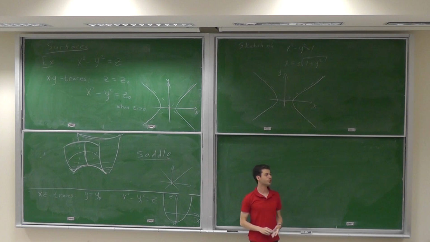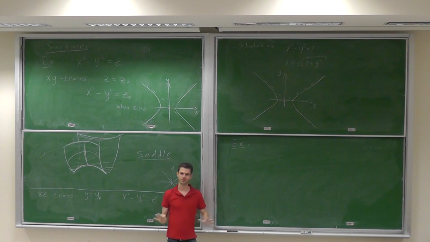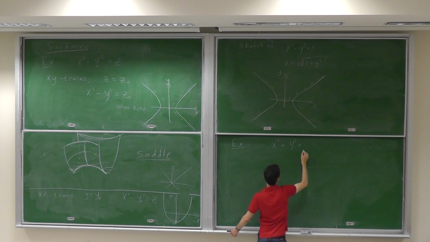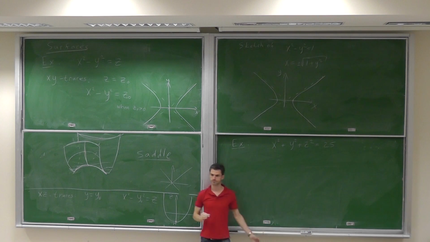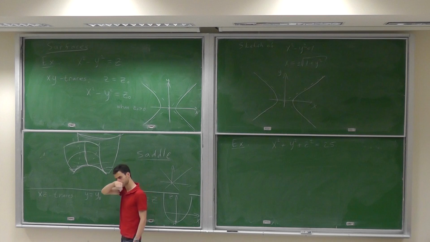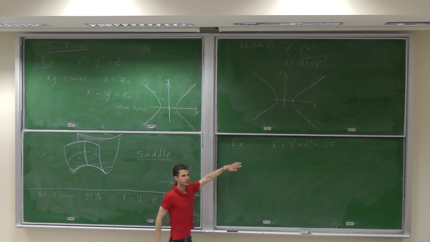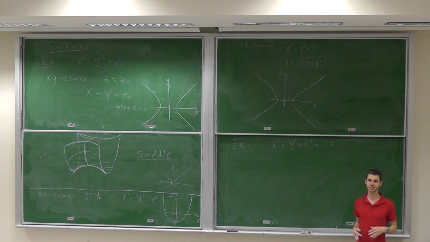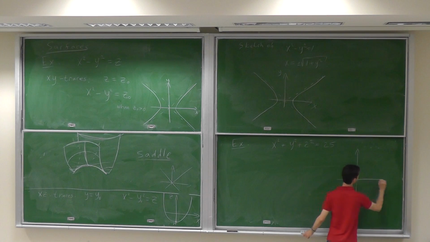Another important example of a surface. I will not show all the traces, I'll just talk about this surface: x squared plus y squared plus z squared is equal to 25. Well, you can try to cut it by different planes and see what you get in the sections. Maybe some of those are quite easy.